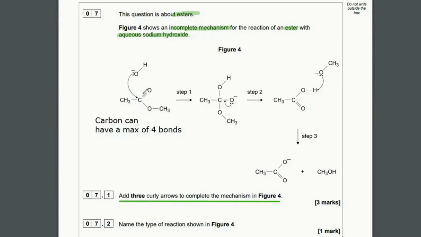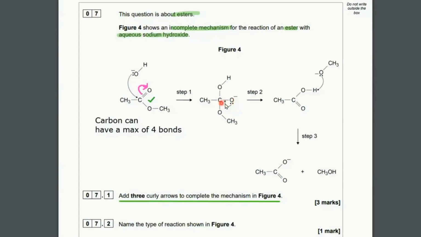So if this OH group is going to donate an electron pair to the carbon, it means that carbonyl double bond is going to have to break to allow there to be only 4 bonds. Of course, that then donates some electrons to the oxygen. And that gets you your first mark for that curly arrow.